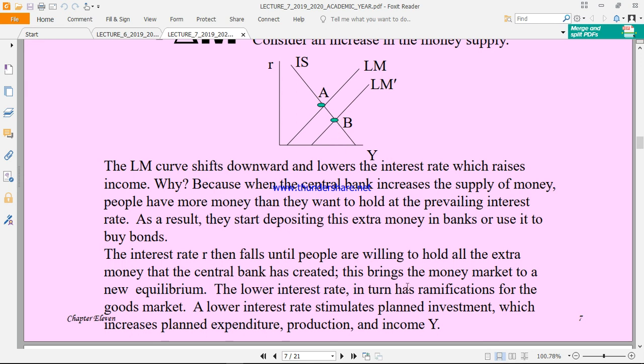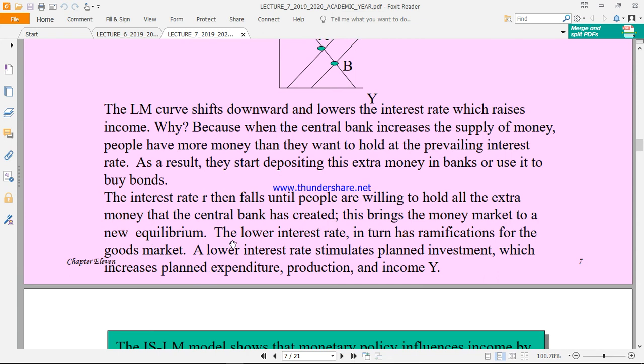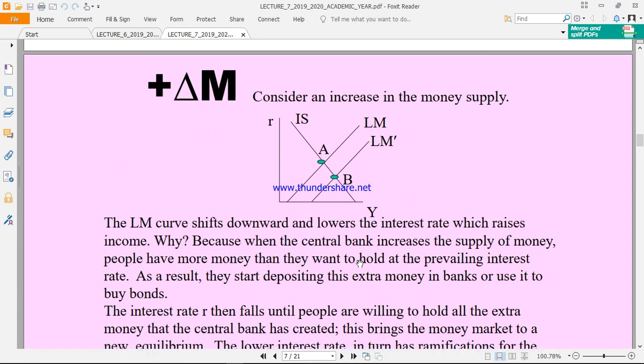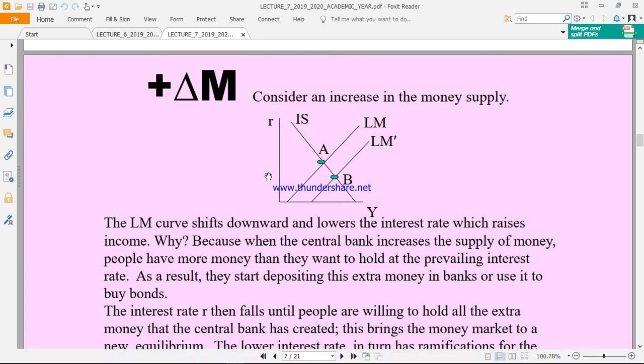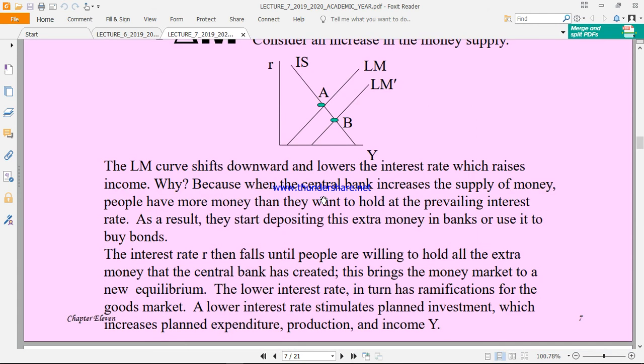So this brings the money market to a new equilibrium, which is there now. The lower rate of interest in turn has ramifications for the goods market. A lower interest rate is going to stimulate planned investment, which increases planned expenditure, which is going to increase production, which is going to increase income. What we are seeing here is that because of that initial increase in money supply, the rate of interest is going to go down, and that is going to induce people to actually invest more. And as they invest more, output is going to increase more and more, and as output is increasing, we expect people's income to also increase.